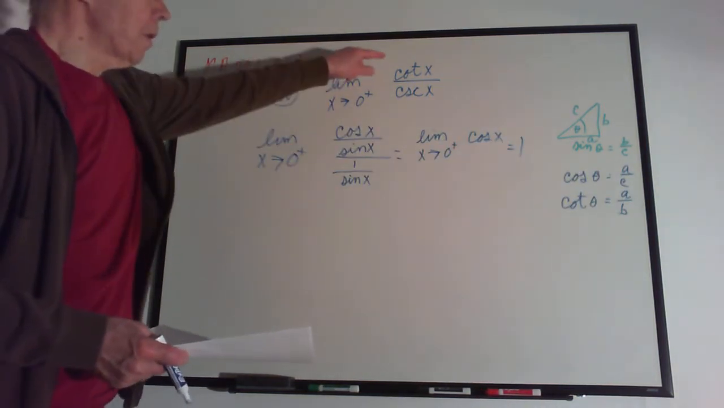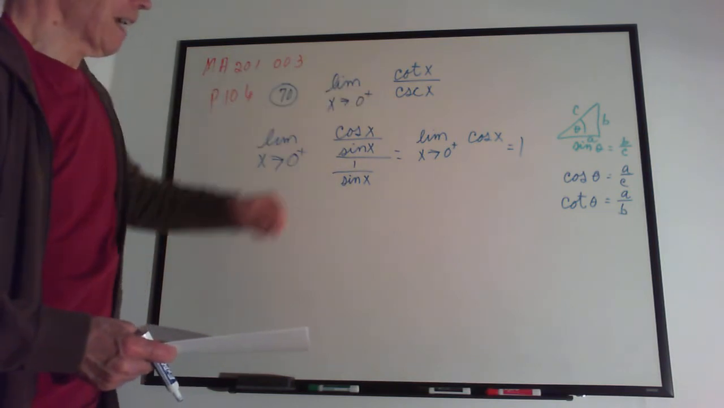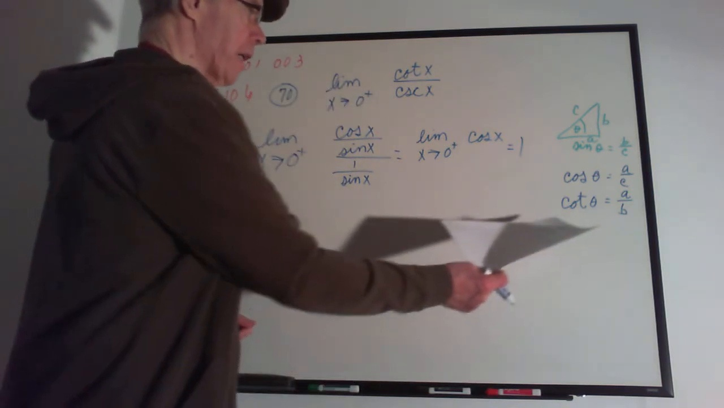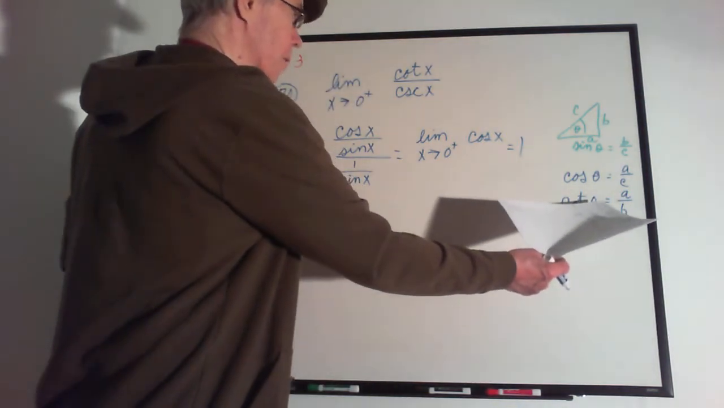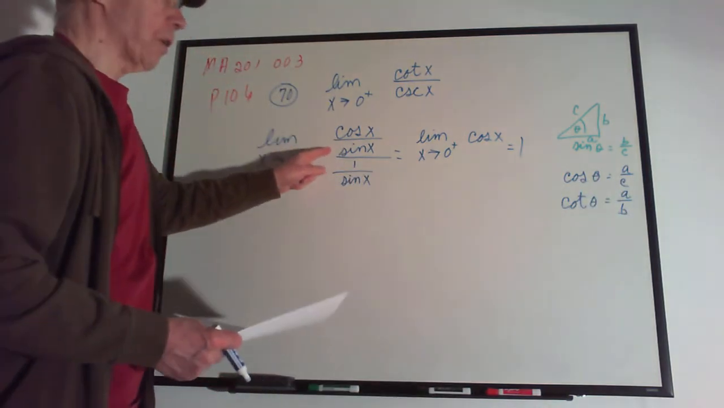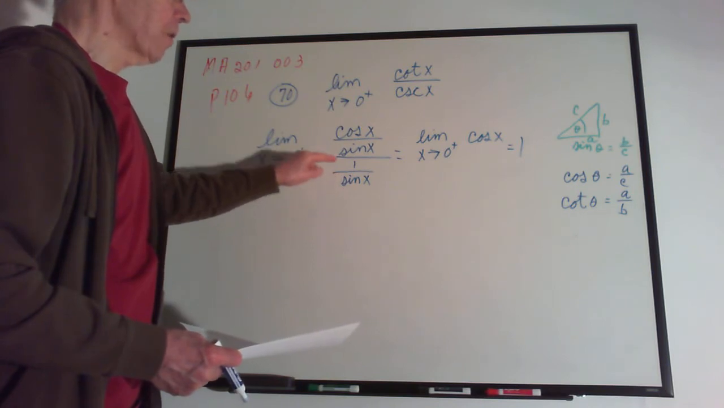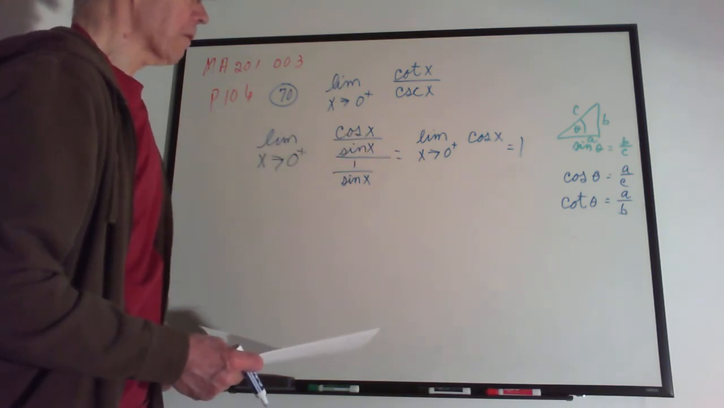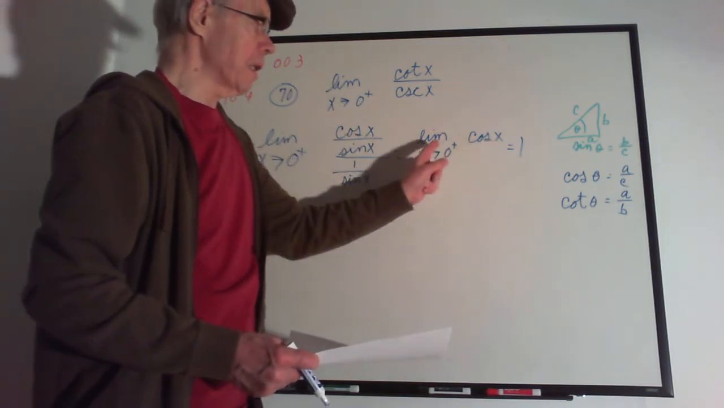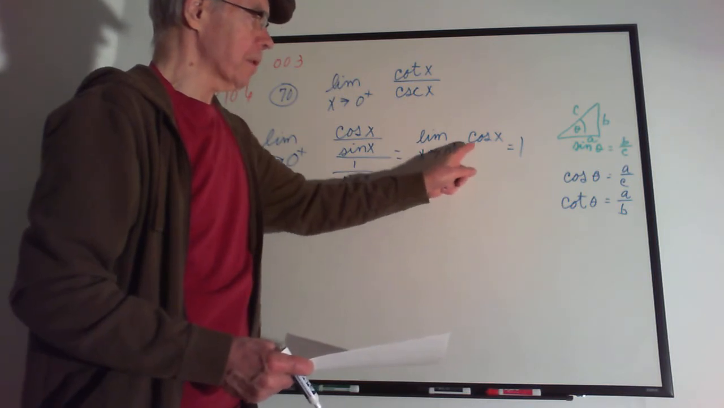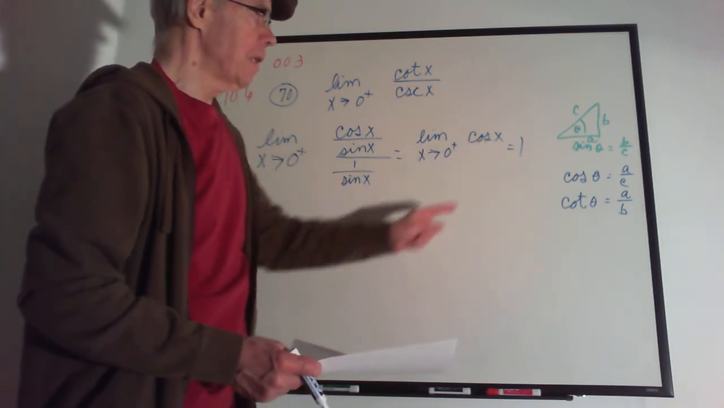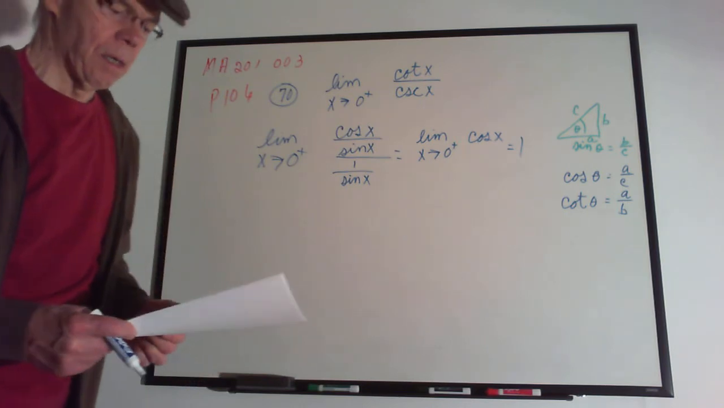All right, cotangent of x over cosecant of x. Cotangent is equal to a over b, which means it's going to be equal to the cosine over the sine. Cosecant is 1 over the sine of x. Do the division, the sines will cancel. So you get cosine of x, and the limit as x goes to 0 from the positive side of cosine of x is going to equal 1.